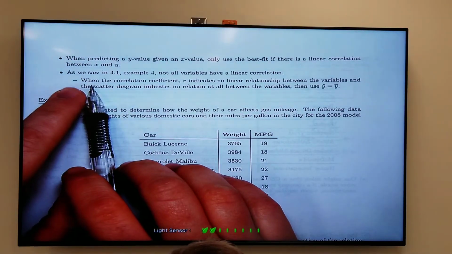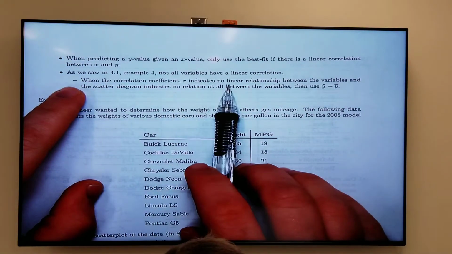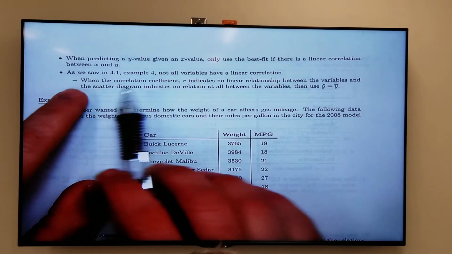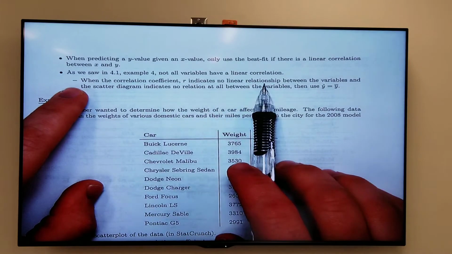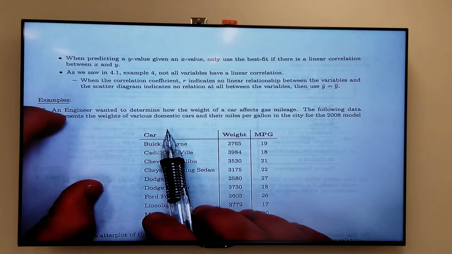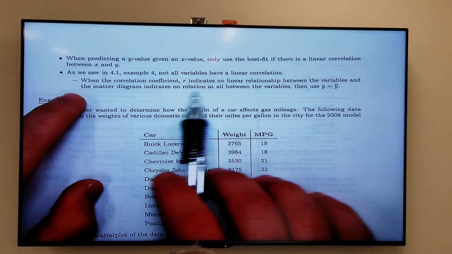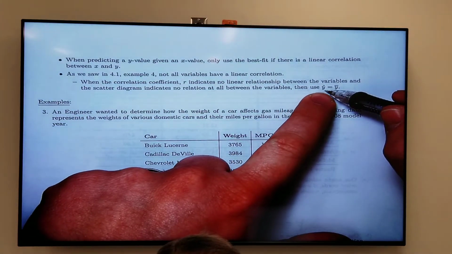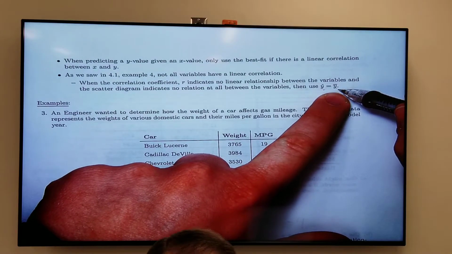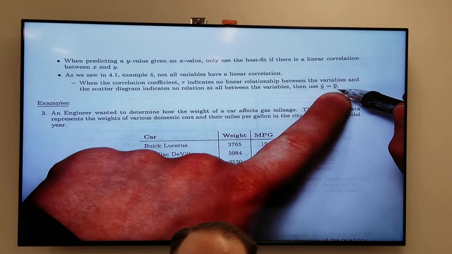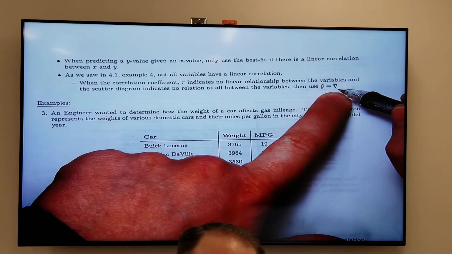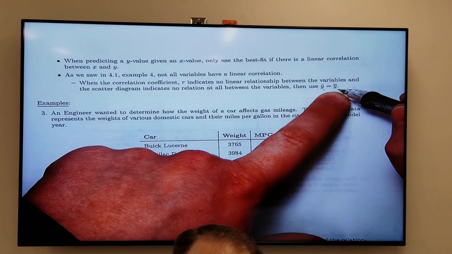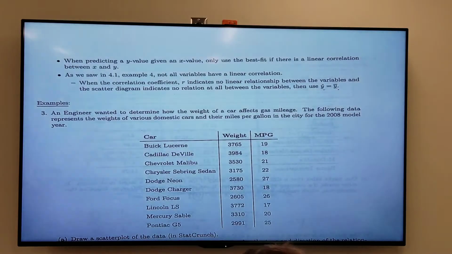So it says, when the correlation coefficient R indicates no linear relationship between the variables, and the scatter diagram indicates no relation at all, then the best prediction that we can make for Y is just the sample mean. So we just take the sample mean of our Y values, and that's the best prediction that we can make if there's not a linear correlation. Okay, so I'll show you an example of this.